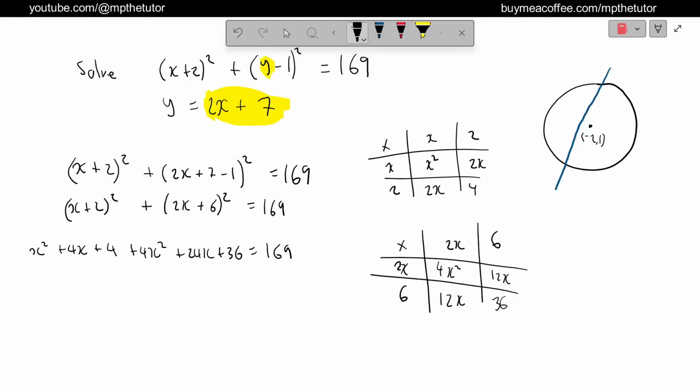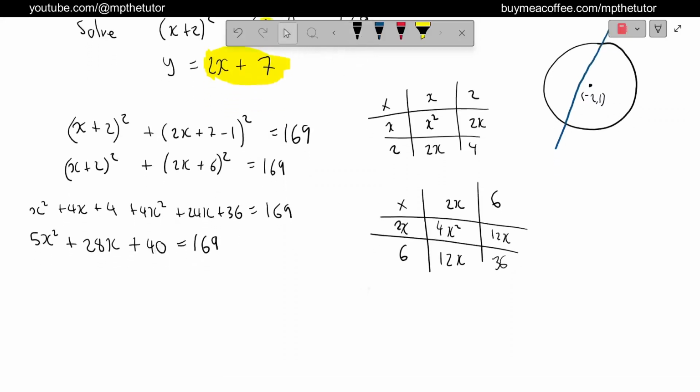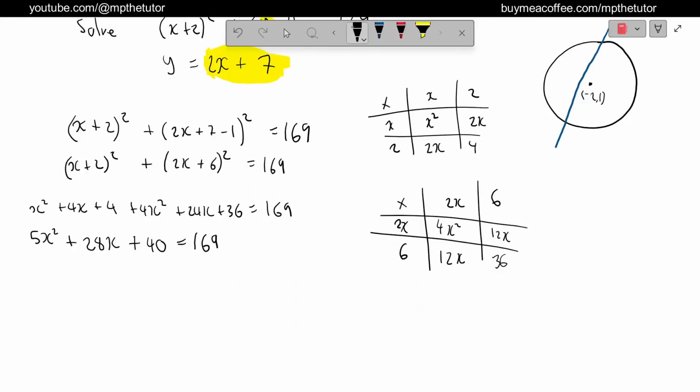Now what we're going to do is collect the like terms. So we have our x squared plus 4x squared is 5x squared. 4x plus 24x is plus 28x. 4 plus 36 is 40, so plus 40, and that still equals 169. Okay, what I'm going to do is make it equal 0. So we have 5x squared plus 28x minus 129 equals 0.